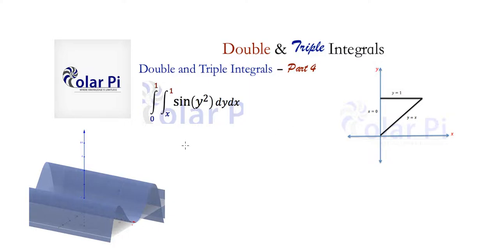So part four here, and remember that in part one I had said that sometimes on double and triple integrals, the order of integration may have a huge impact on whether or not the double integral or the triple integral is easy or hard to do.